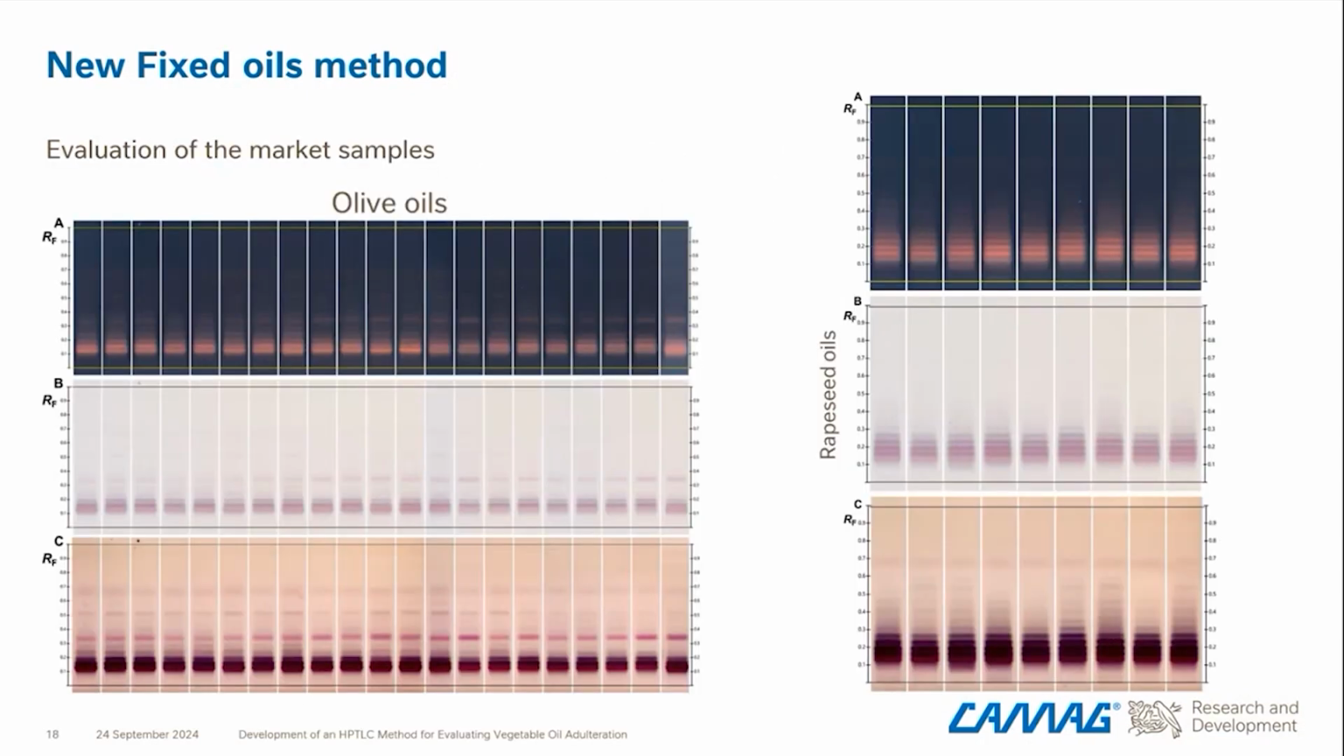What we have done after that is also test some samples from the market. So we have collected many samples from our lab and other employees here. So you have here the fingerprints of the olive oil. You see that all the fingerprints are similar. They have the same sequence of zones, but they have some difference of intensity, but it's still accepted in the natural variability of the oil.